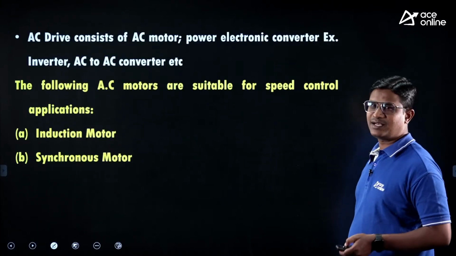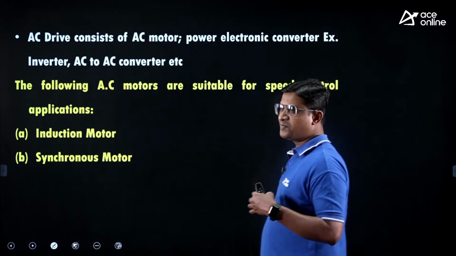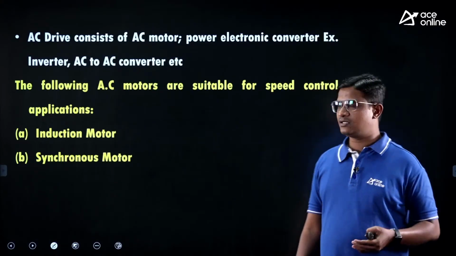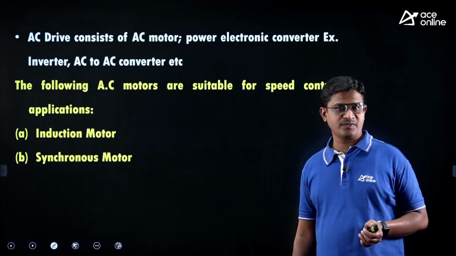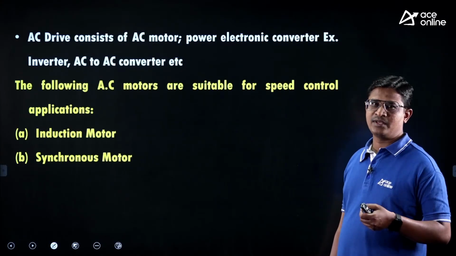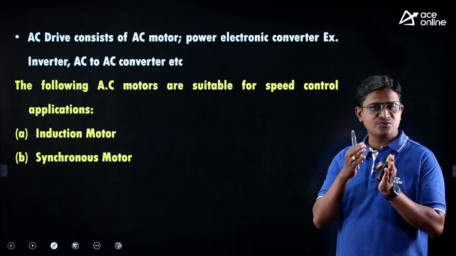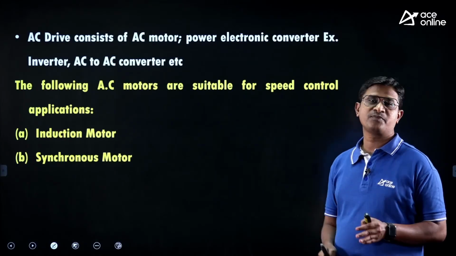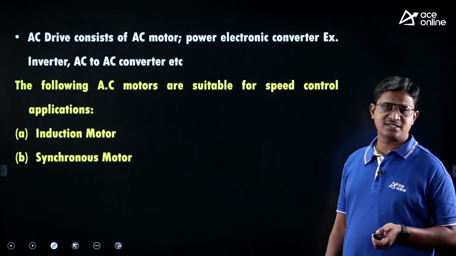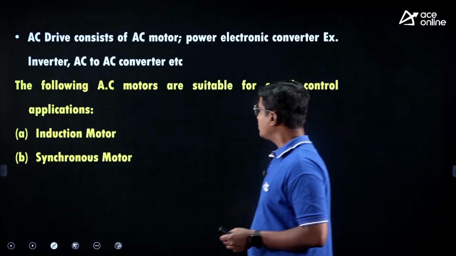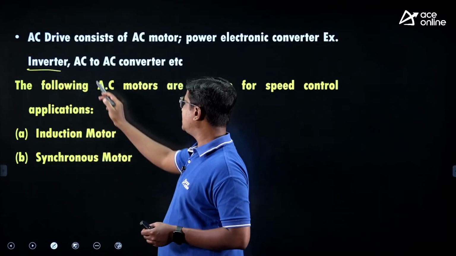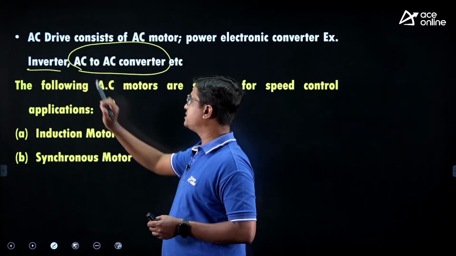Similarly, AC drive is nothing but the speed control of AC motor. Which motors can we use? Popularly the induction machines are used, and in some specific applications, synchronous machines are also preferred. And which converters can we use? The converters which can give the output in the form of variable AC. So which converters give the output in the form of variable AC? We have the inverter, right? So the inverter gives the output in the form of variable AC, and also the AC to AC converter.